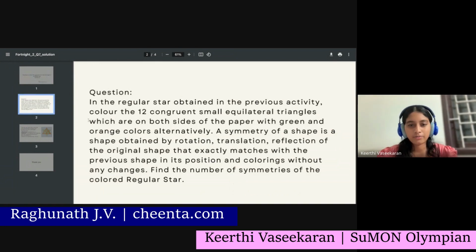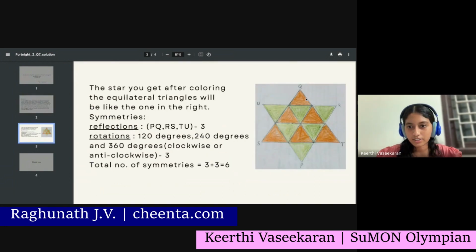So we are supposed to construct a regular star. It was in the previous question, and now we are dividing it into 12 congruent equilateral triangles, and we are going to color it alternately with green and orange colors. Now we have to find the symmetries of this star, which can be either through rotation, translation, or reflection. So this is the star you get after coloring.